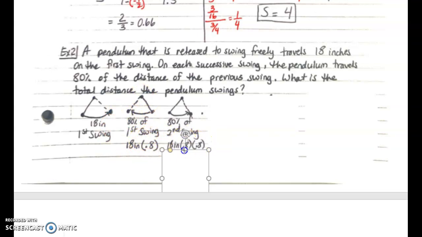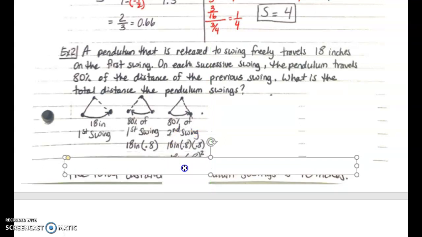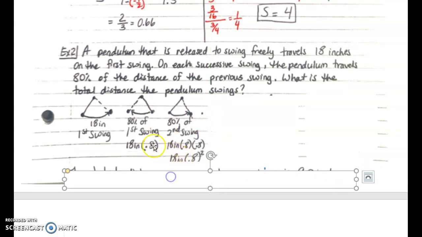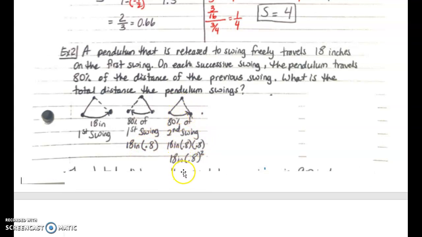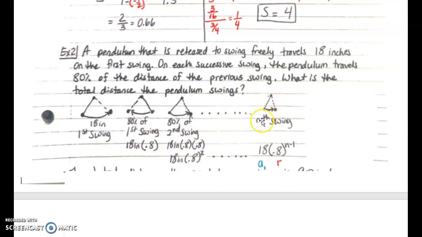So if I have 80% of the second swing, well, the second swing, oops, my bad, the second swing is 18 times 0.8. So this would be 18 times 0.8 times another 0.8 to get this one, which is essentially 18 times 0.8 squared. And we can continue with this to the nth swing, where at the nth swing we get 18 times 0.8 to the n minus 1, because we have all these other swings before we get to the nth swing. Notice this looks a lot like a geometric sequence.